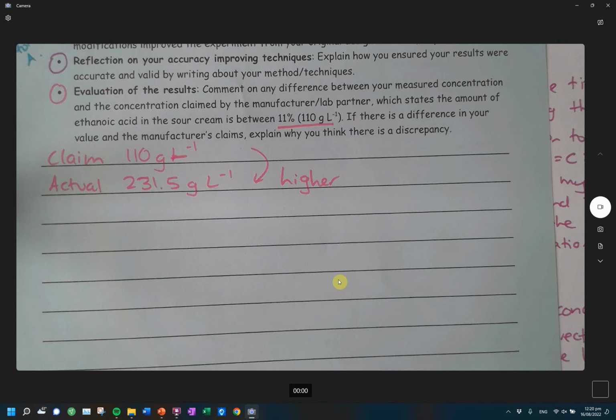Why do you think it could be higher? What could have gone wrong in the manufacturing process? Any ideas? Should I tell you? All right, so there's lots of different reasons that it could be higher or lower.